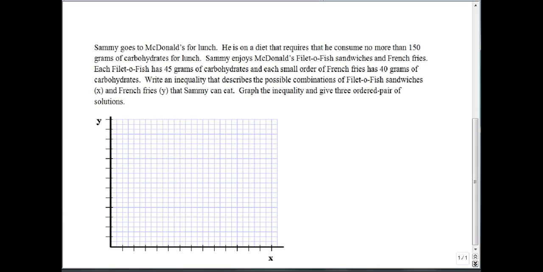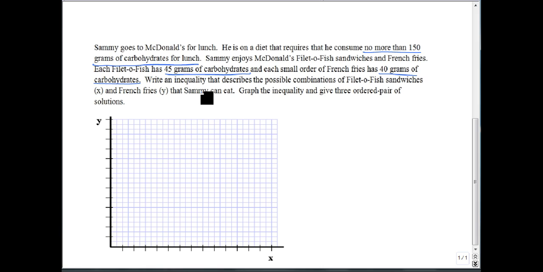Suppose that Sammy likes to go to McDonald's for lunch. He's on a diet that requires that he consume no more than 150 grams of carbohydrates for lunch. Now when he goes to lunch, he likes to get the filet-o-fish sandwich and the french fries. Each filet-o-fish has 45 grams of carbohydrates, and each small order of french fries has 40 grams of carbohydrates. Write an inequality that describes the possible combinations of filet-o-fish sandwiches and french fries that Sammy can eat. Graph the inequality, and then give three ordered pairs of solutions.